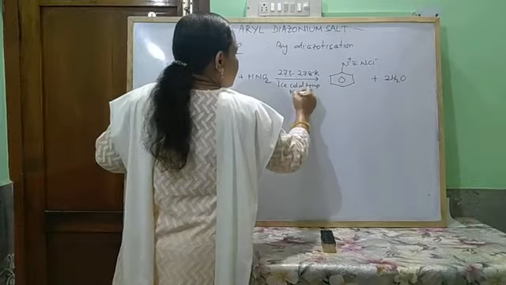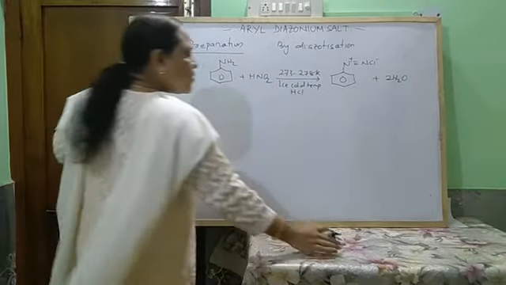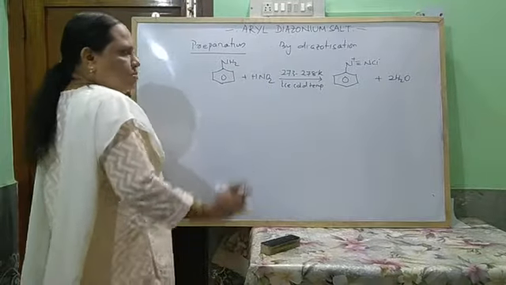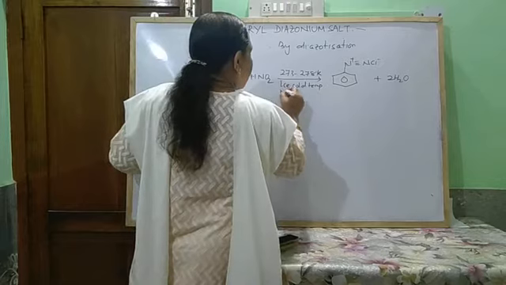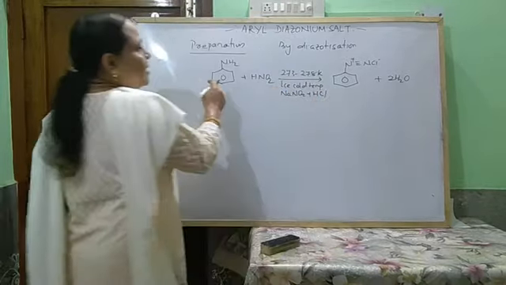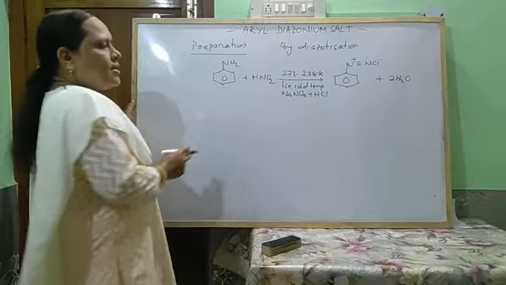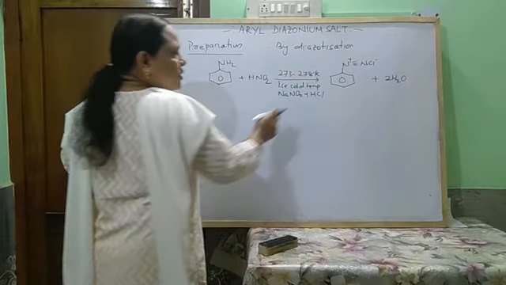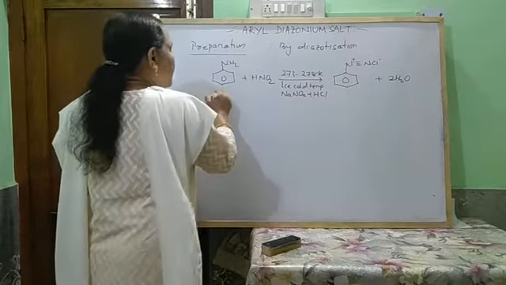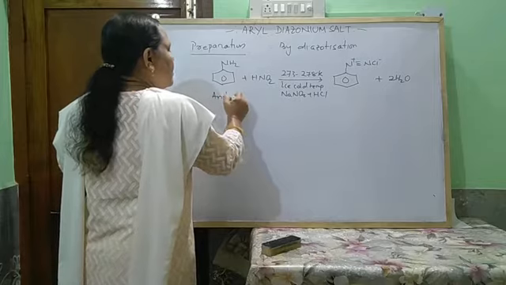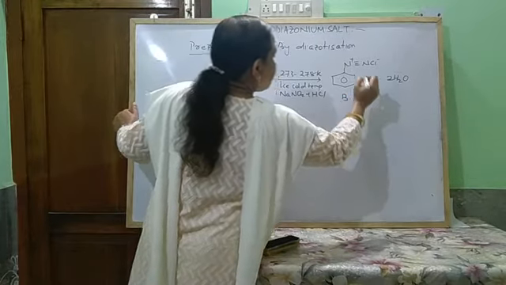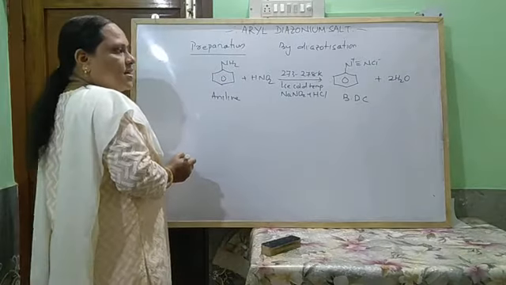This reaction takes place in some acid medium. Actually, this nitrous acid is unstable, so it is prepared at the time of requirement. In this way, we can write NaNO2 plus HCl. Actually, this reaction takes place in presence of more amount of HCl and less amount of nitrous acid. In short, I am writing here BDC for benzene diazonium chloride.